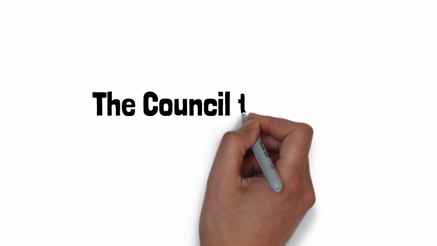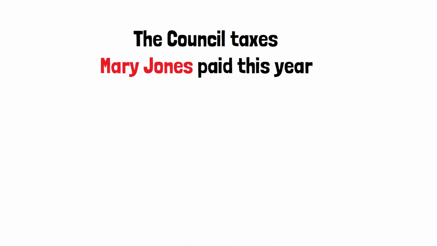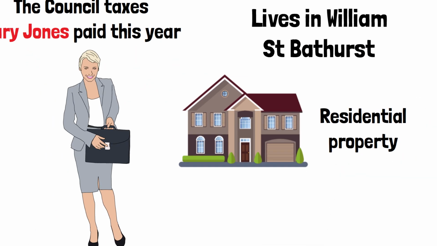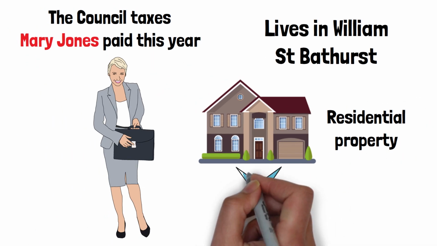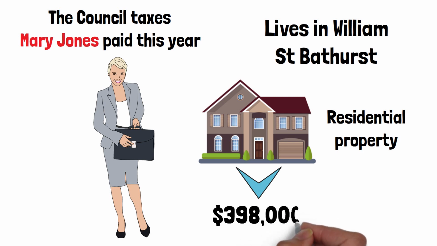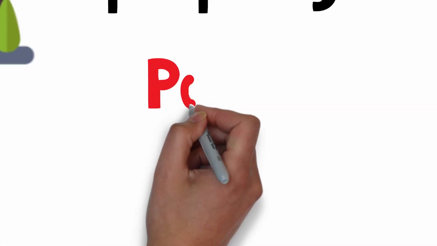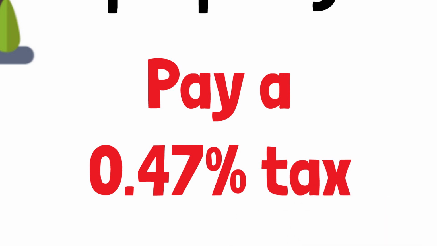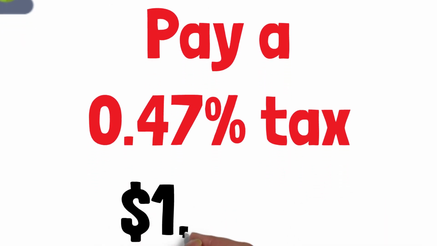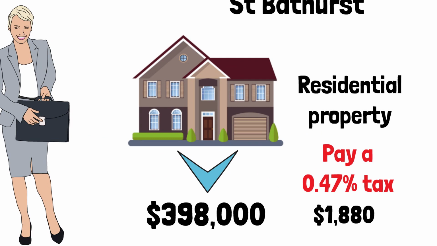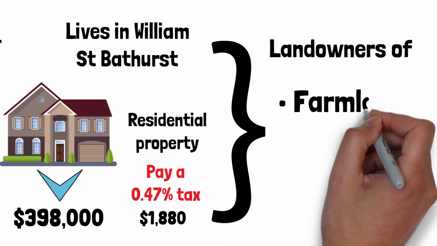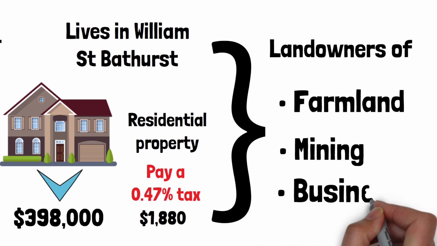Let's look at council taxes Mary Jones pays this year. She lives in William Street, Bathurst. It's a residential property and the Valuer General calculates her land value at $398,000. Mary will pay a 0.47% tax on that land value. That's a tax of $1,880. The same taxing principle applies to landowners of farmland, mining and business.